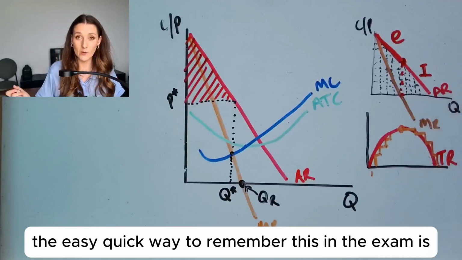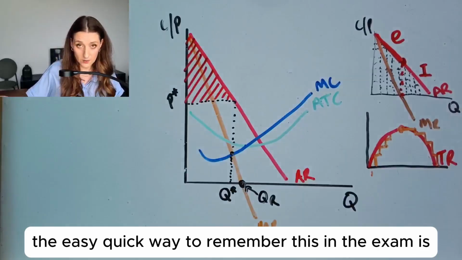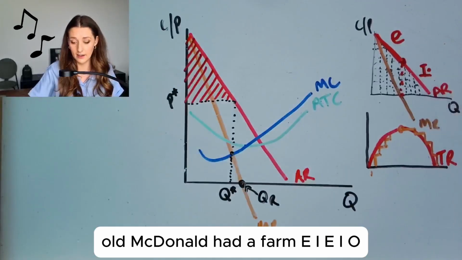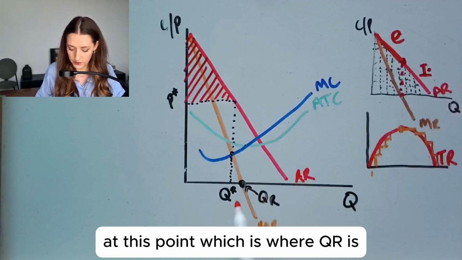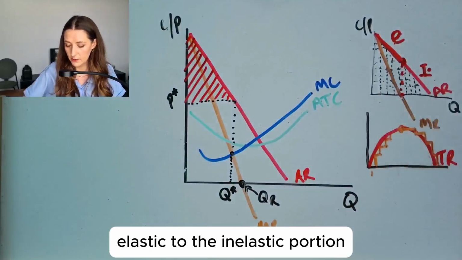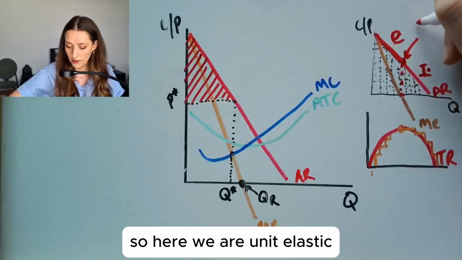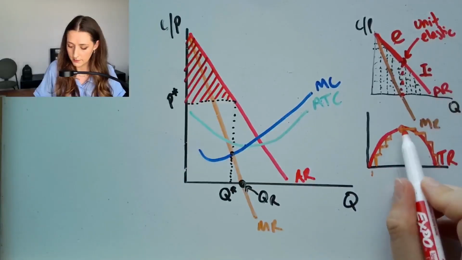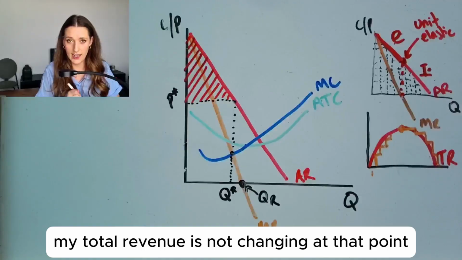The easy, quick way to remember this in the exam is Old MacDonald had a farm, E-I-E-I-O. At this point, which is where MR is zero, we transition from the elastic to the inelastic portion. So here we are unit elastic. My total revenue is not changing at that point.